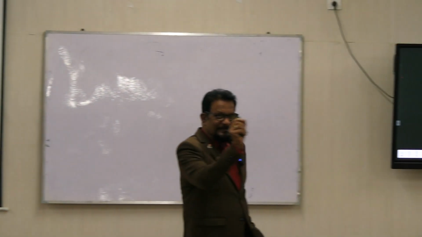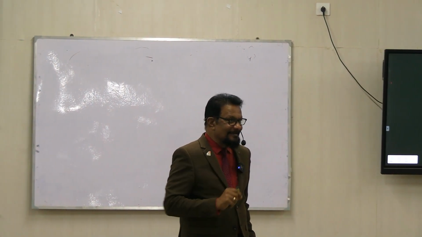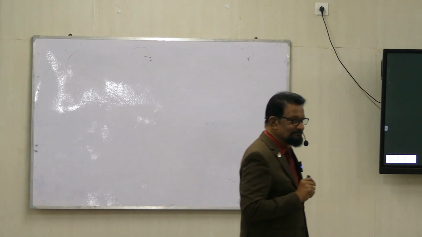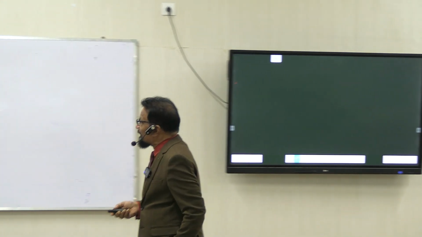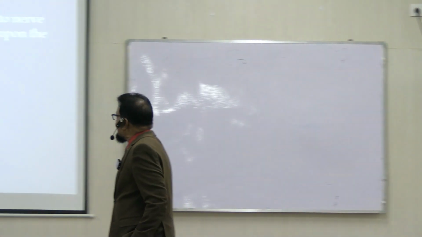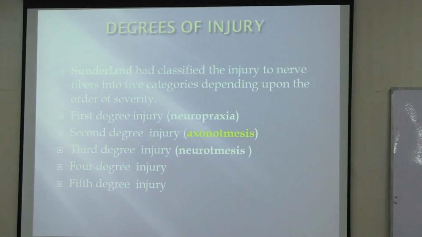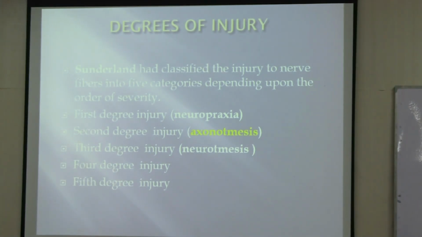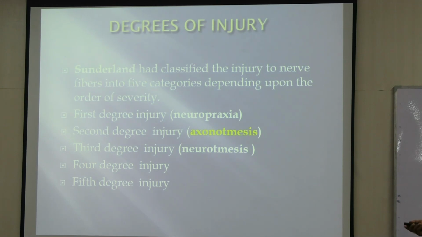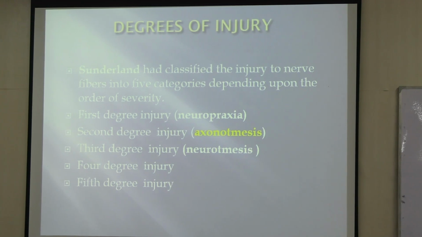So neuropraxia is A, B, C, D. Choose the correct one. Okay. So first degree injury is neuropraxia, and the second degree injury is axonotmesis. This is also termed, as we'll discuss in detail. And the third degree injury is neurotmesis, then fourth degree injury, fifth degree injury. Let us see the types of this injury.